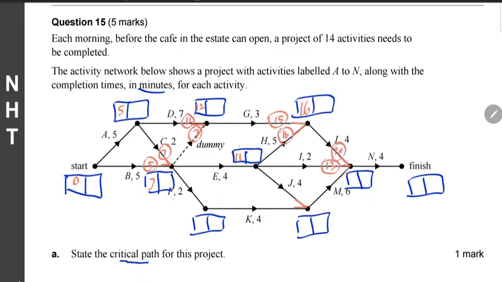Now coming along F, 7 plus 2 is 9. And then 9 plus 4 is 13. Coming along J, 11 plus 4 is 15. And 15 is the larger value. 15 plus 6 is 21. And of these three values, 20, 13, and 21, 21 is the largest value. And 21 plus 4 is 25, which is the minimum completion time.